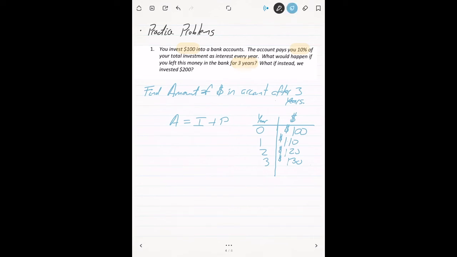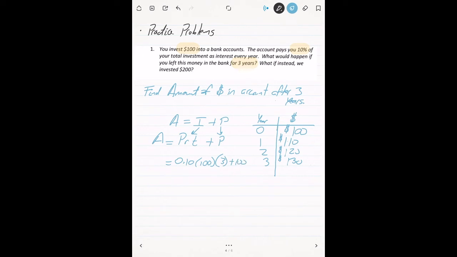So the formula says, figure out how much money you've earned in interest over the 3 years, and then add it to the $100 you initially had. So if we expanded this formula, we said to find the interest over time, you take PRT, and then again, just add P to that. So the principal was 100, the rate is 10%, and the time is 3 years. And we're going to add whatever that is to $100.